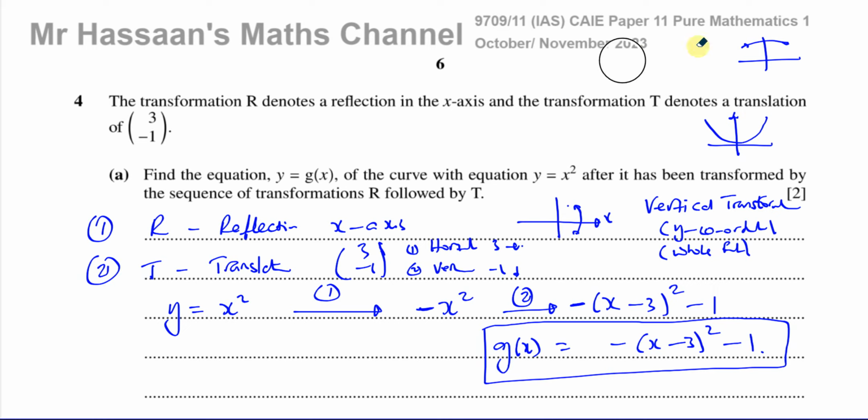But in this case, it was a reflection in the x-axis, so the y coordinates change, and the whole function has to have a minus in front of it, not inside it. Okay, so there's question number 4 done.